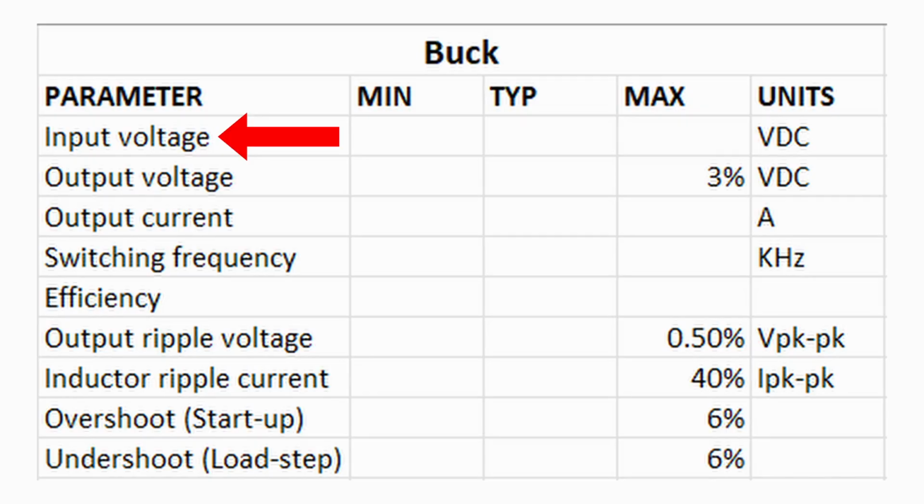The first one is the input voltage range, and this one should probably be pretty straightforward. This is going to be the range of voltages that our power supply can handle on the input. In the example of the buck converter, we know our output voltage will be lower than our input voltage, so our minimum input voltage will have to be something that is higher than our output voltage. Depending on your application, your input voltage could vary quite a lot, or it could be constant for every configuration of the design.